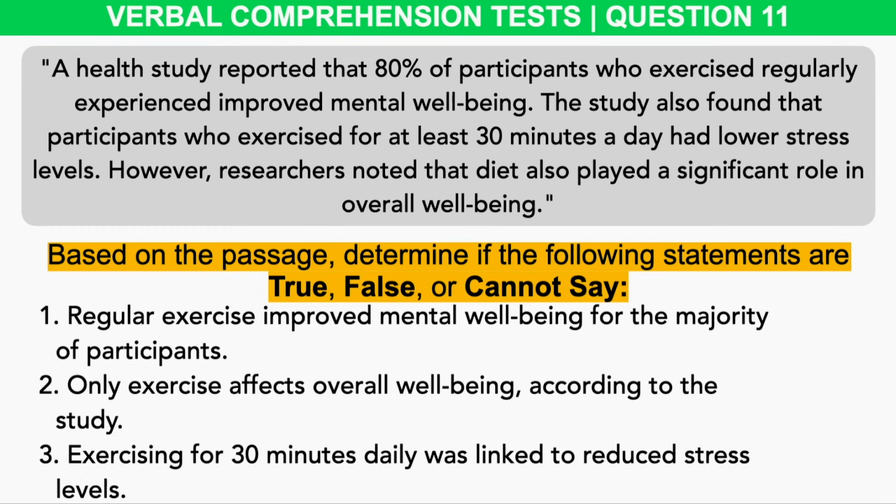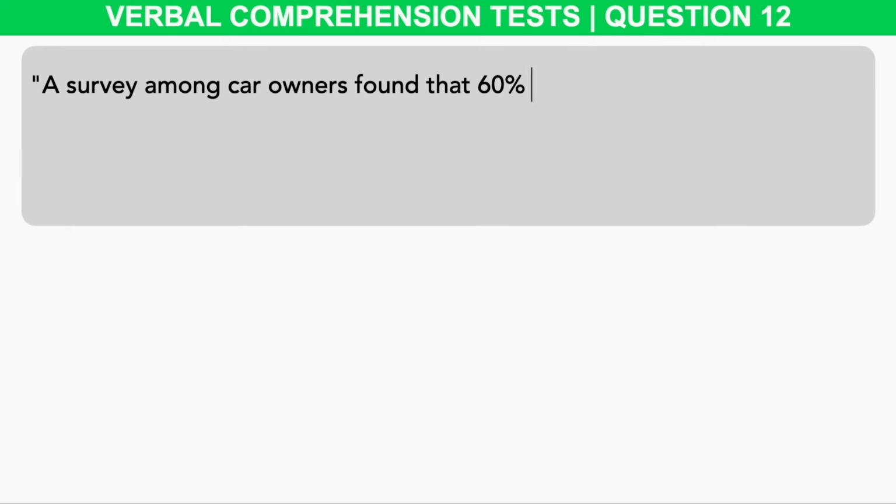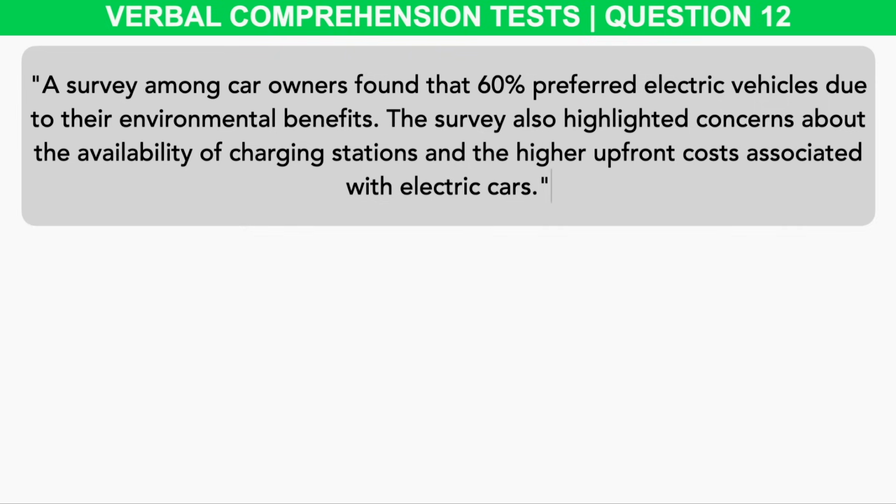You're doing great. Let's try one more verbal comprehension test question. Many people find this one very tricky indeed. Here's the passage. A survey among car owners found that 60% preferred electric vehicles due to their environmental benefits. The survey also highlighted concerns about the availability of charging stations and the higher upfront costs associated with electric cars.